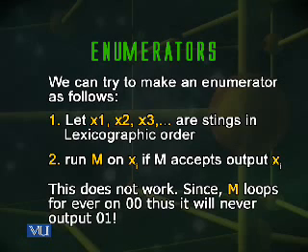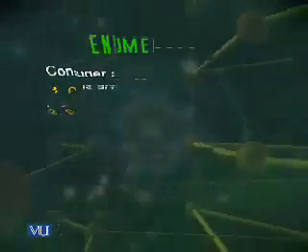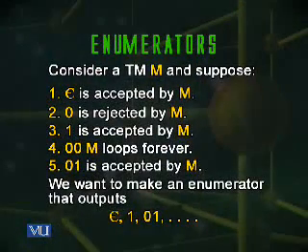Will this work? Will this enumerate all the strings that are accepted by this Turing machine? Well, let's think about it a little bit. Let us consider a Turing machine that has the following properties. This Turing machine M accepts the string epsilon, the empty string. It rejects 0. It accepts 1.